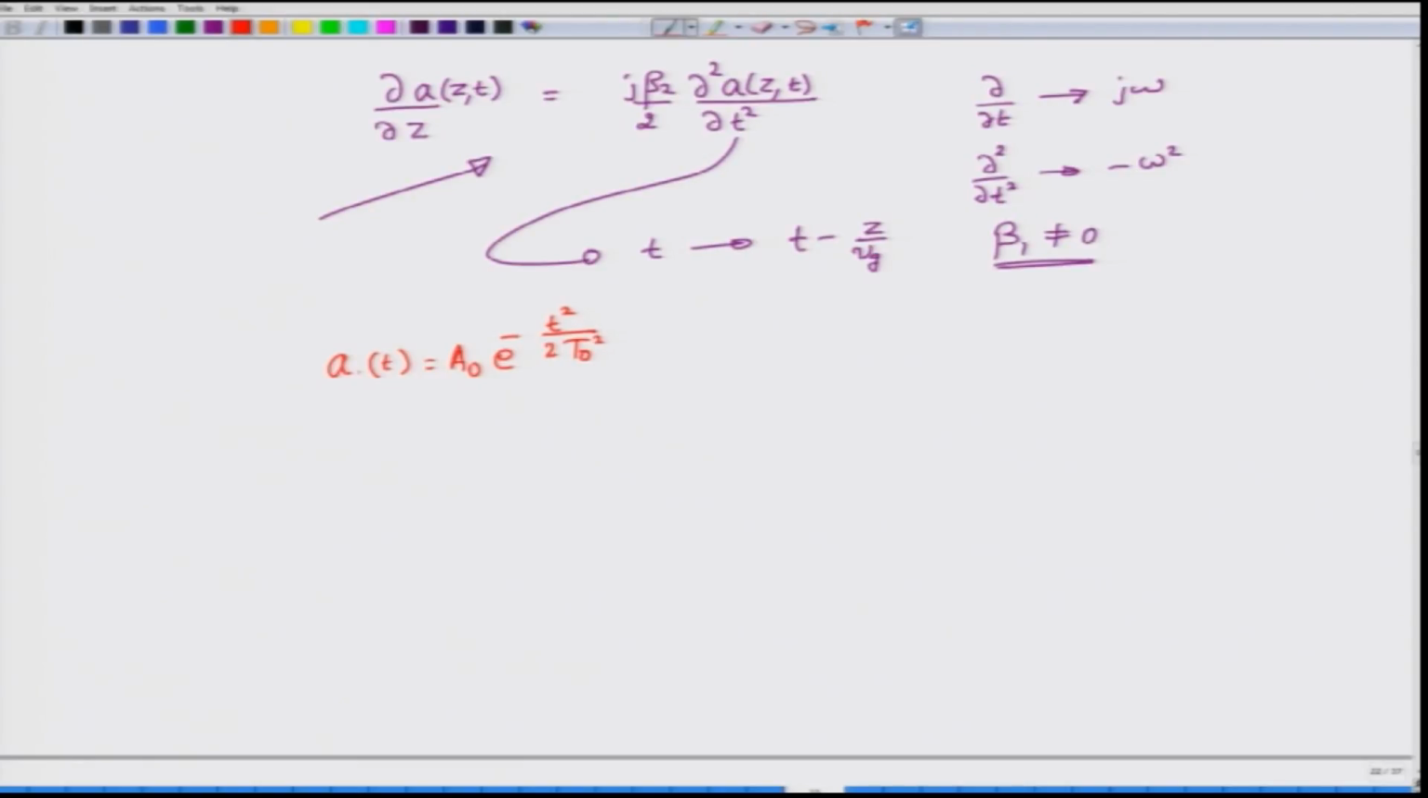So, notice that I have just written a of t, right. This is because I am actually going to send this pulse into the fiber, where the fiber is located at z equal to 0. Okay.